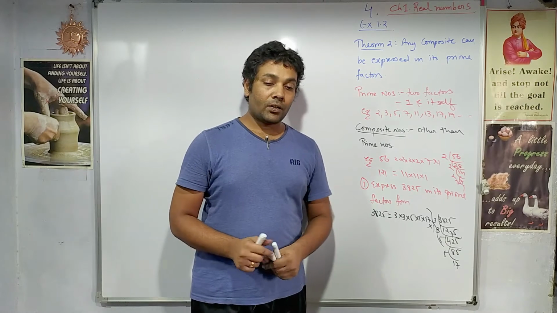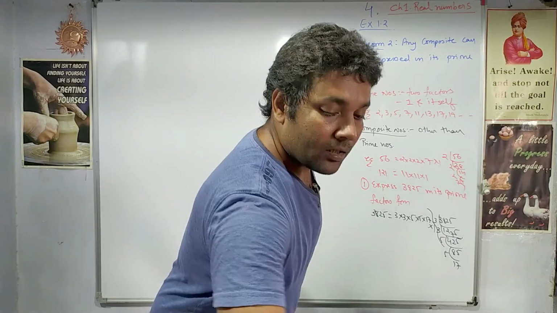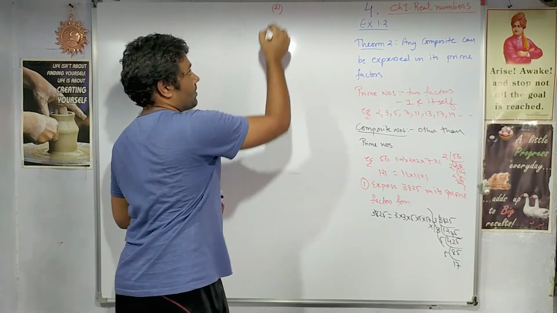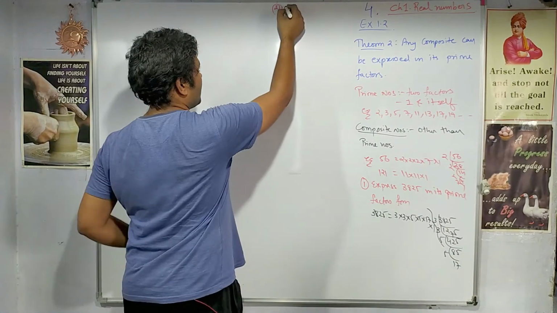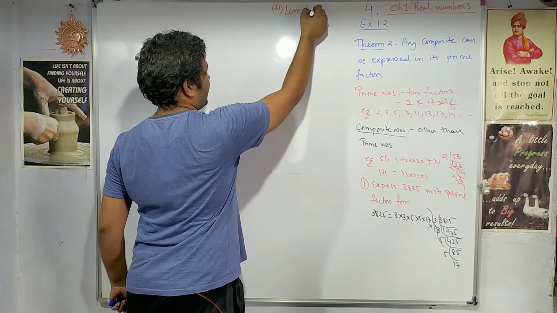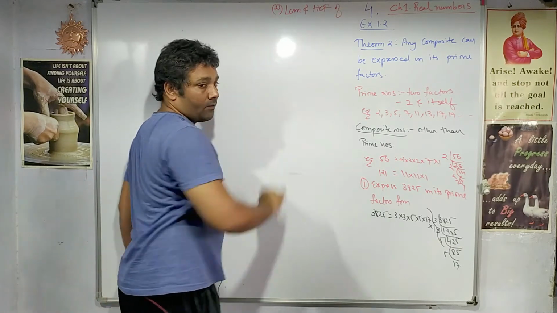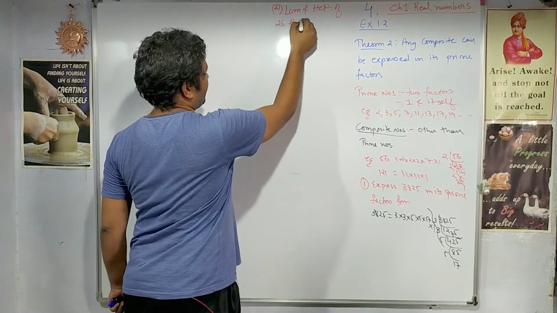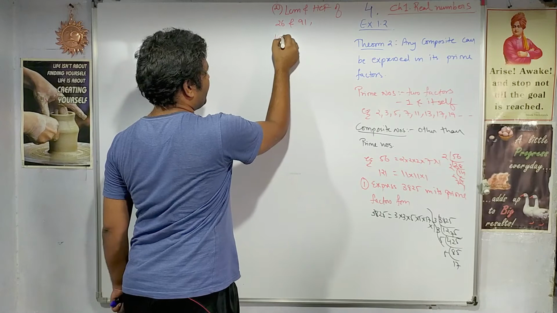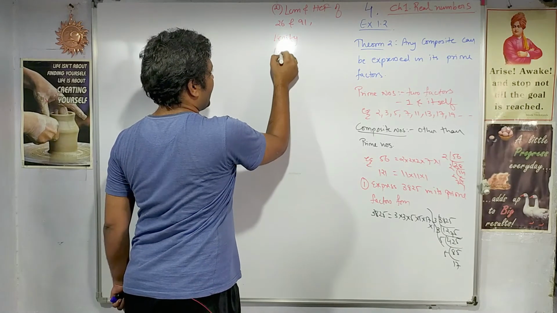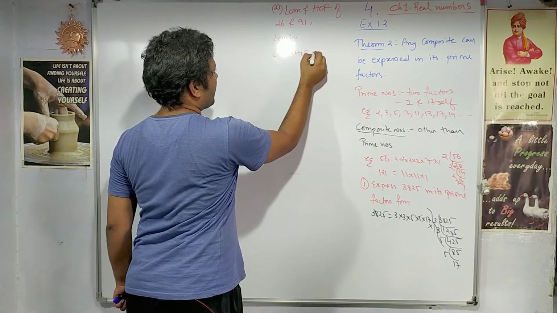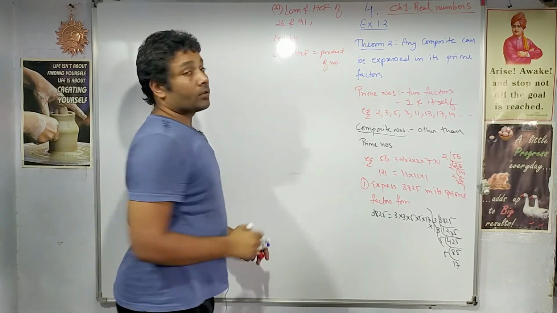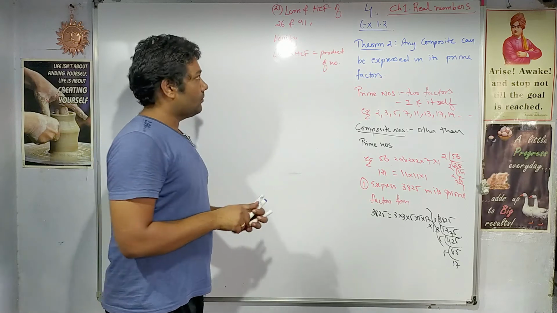Let us see the second question. The second question is the LCM of 26 and 91. These are questions from exercise 1.2. So here we have the LCM and HCF of 26 and 91. And they have also asked us to verify the fact that LCM into HCF is equal to the product of the numbers. This is what the question is. So let us try to solve it.